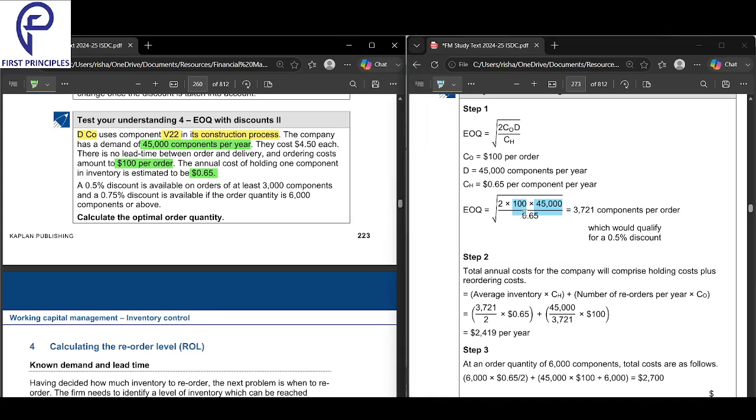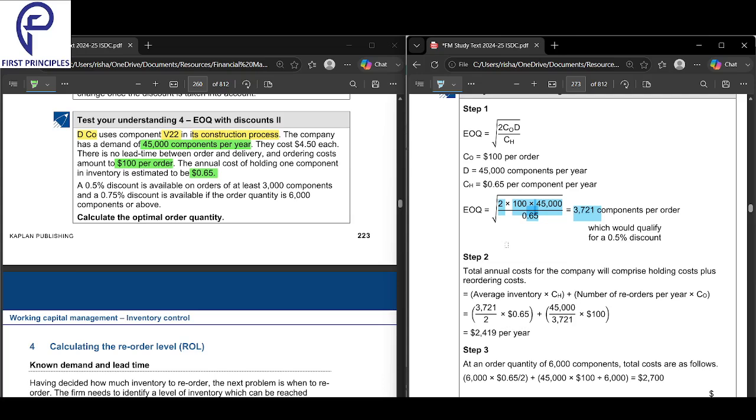So 0.65. So we have got the EOQ quantity. The EOQ quantity is 3,721. If we order 3,721, at this point our ordering cost is also the lowest, and our holding cost is also the lowest. If we apply these numbers to the formula, we have the demand, we have the ordering cost, we have the holding cost, we have 2. If we combine everything and put it in the formula, 2 into ordering cost into demand divided by holding cost, then we will get the 3,721, which is the EOQ quantity.